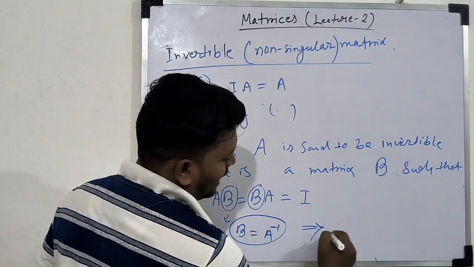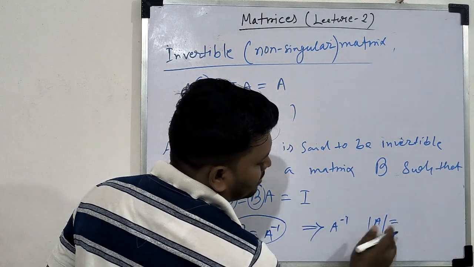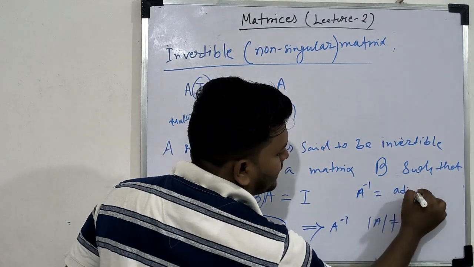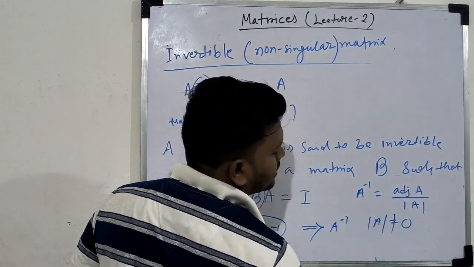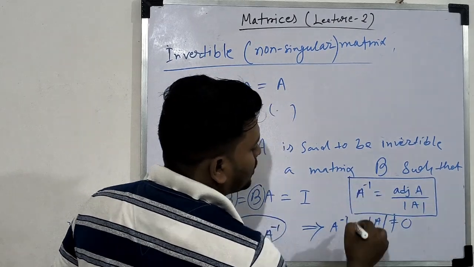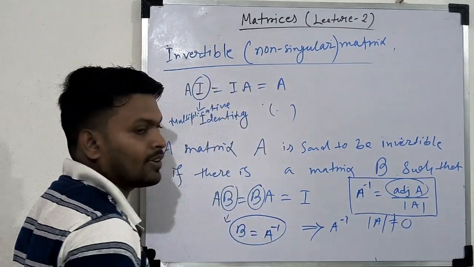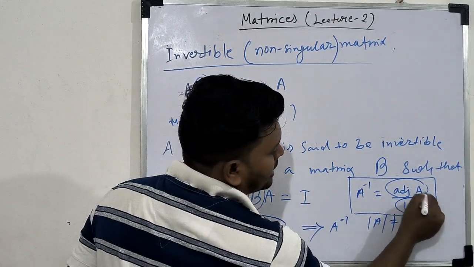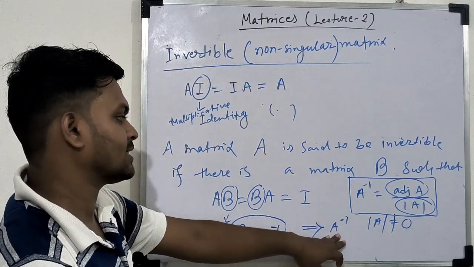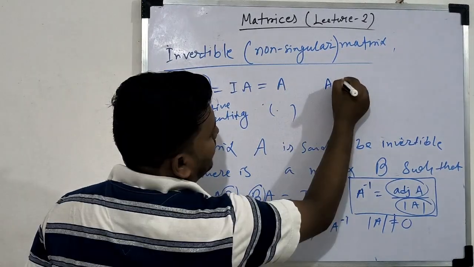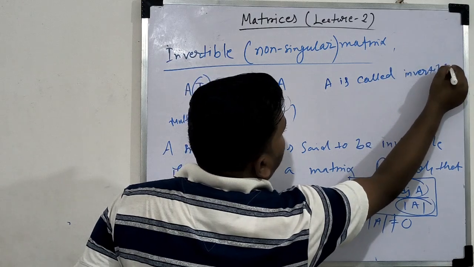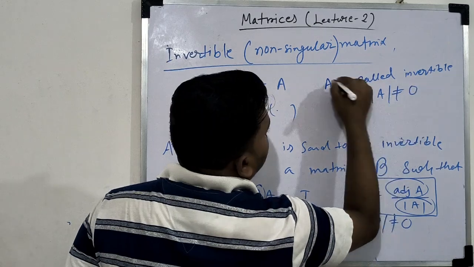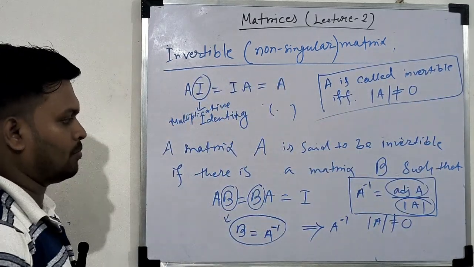For finding A inverse, we need the determinant of A to be non-zero, as A inverse equals adjoint A divided by determinant A. So this is the rule. The adjoint we will define later when we talk about determinants. Whenever determinant of A is not equal to 0, then A inverse exists. From this we can say A is called invertible or non-singular if and only if determinant of A is not equal to 0. This is the simple form of the definition.